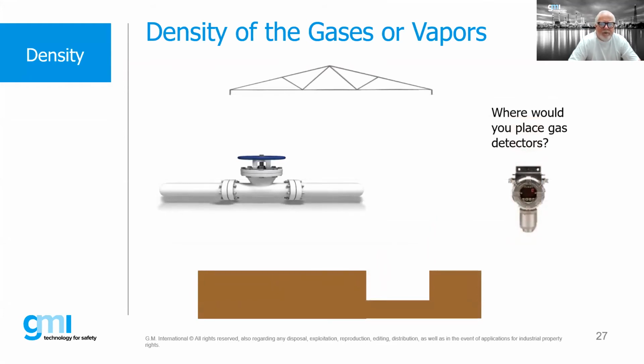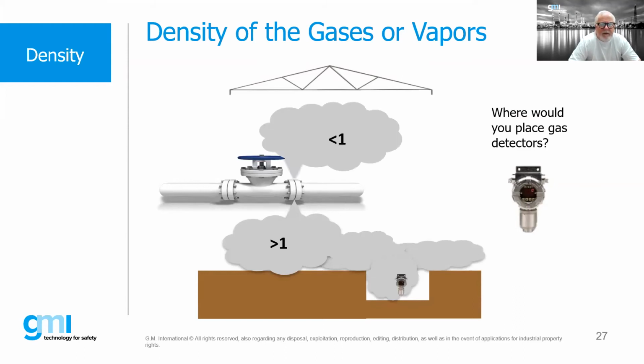If we were trying to figure out where to place gas detectors in a facility, and the gases and vapors are heavier than air, and we have a gas release from, say, some sort of flange, then we'd probably want to put our gas detectors in the low areas within our facility. Obviously, if the gases released are lighter than air and it's indoors, then we'd put our gas detectors at different locations.